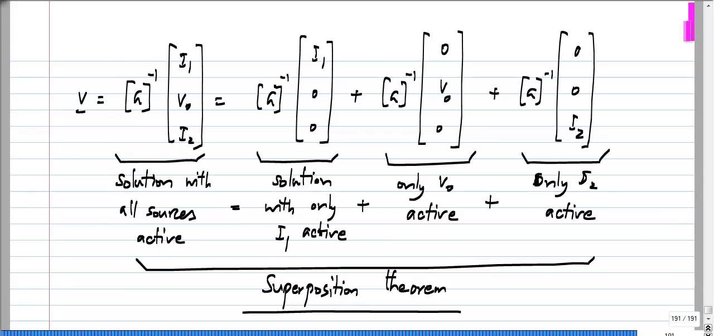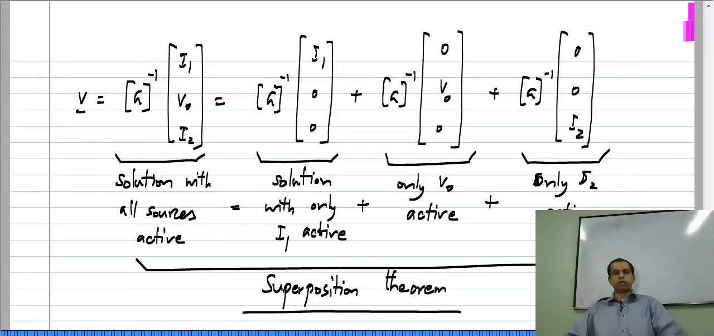You can easily see, you can have an arbitrary source vector and you can always represent it as a summation of a number of source vectors, where in each source vector only one of the sources is non-zero. And you will get exactly the same result. So, if you want, you can go ahead and complete the proof for some general case and not for the particular circuit I have shown, but the reasoning I have shown applies to all the circuits.